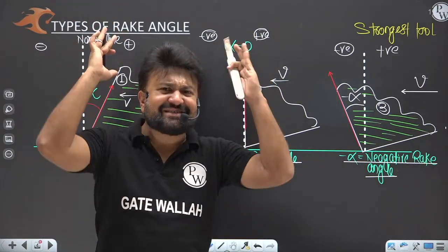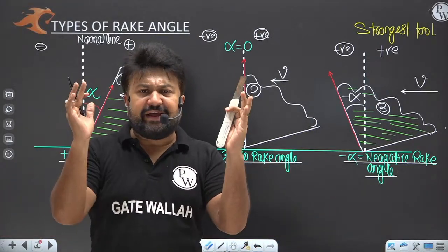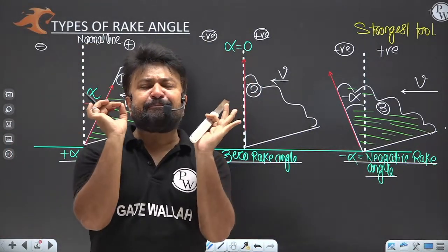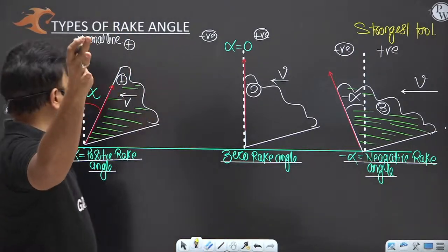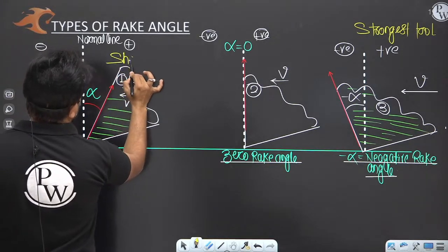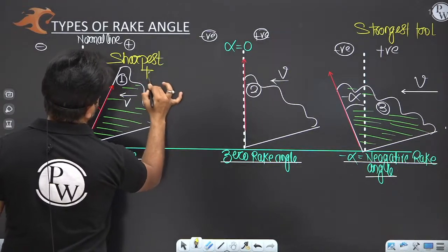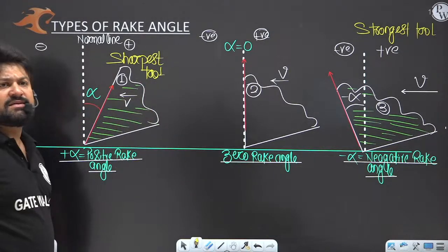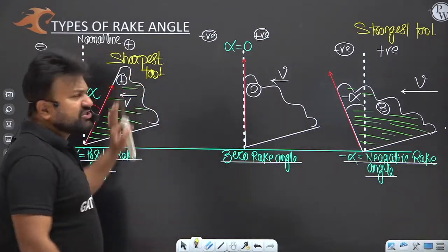Which tool is the sharpest among the three tools? Among the three, which tool can penetrate into the workpiece very easily? Yes. This is the sharpest tool. So here, this is the sharpest.